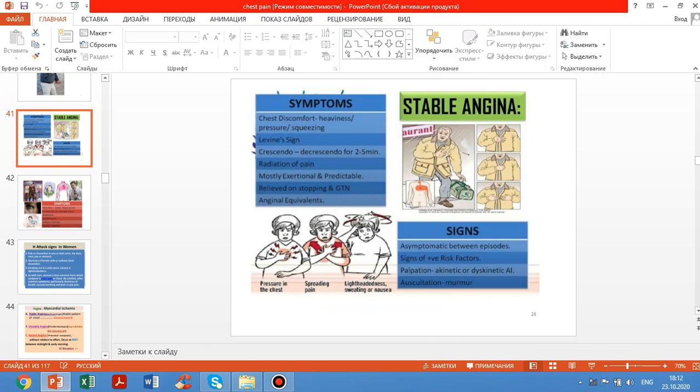or nitroglycerin. Anginal equivalents: a pressure in the chest, spreading pain, lightheadedness, sweating, or nausea. Stable angina signs: asymptomatic between episodes, signs of the positive risk factors. Palpation: akinetic or dyskinetic apical beat. Auscultation: there can be a murmur.